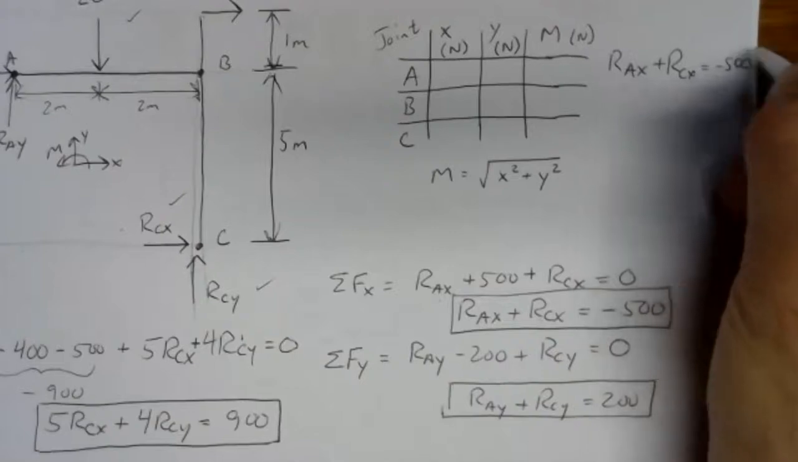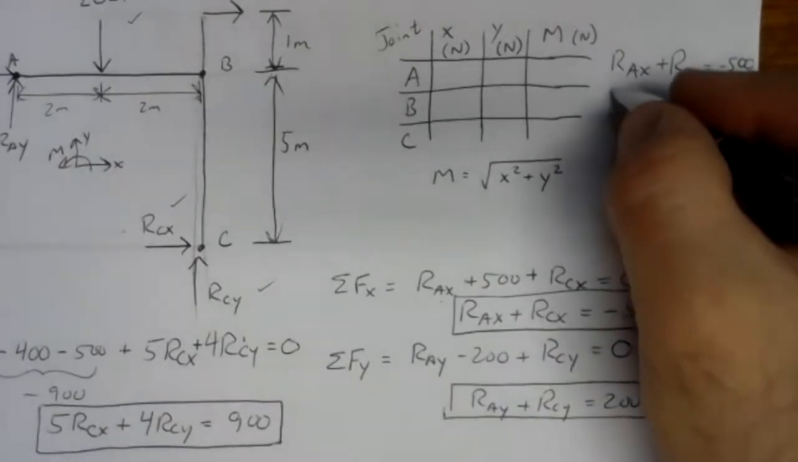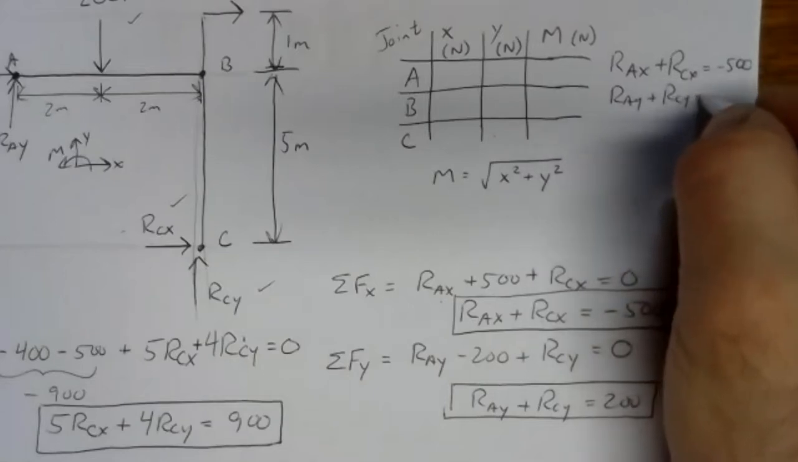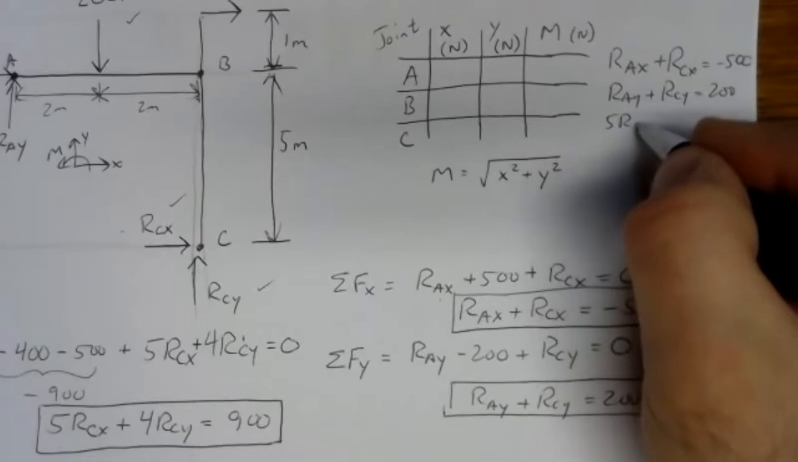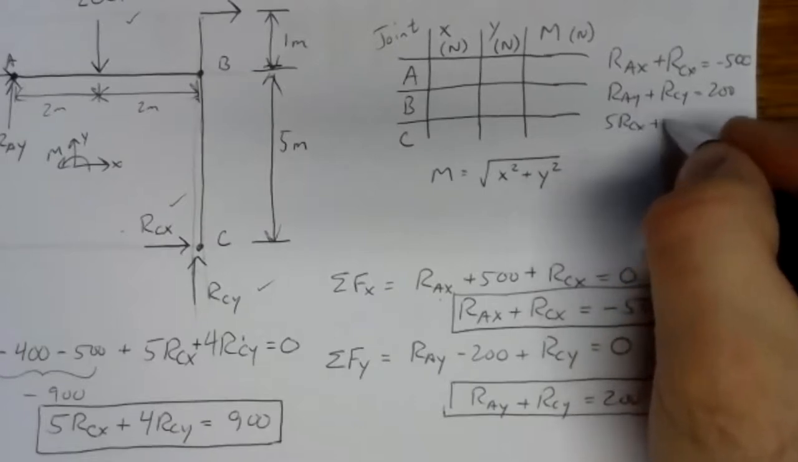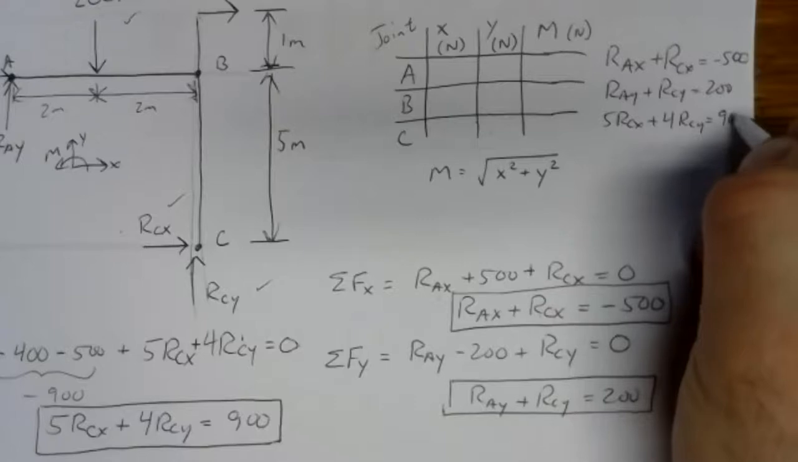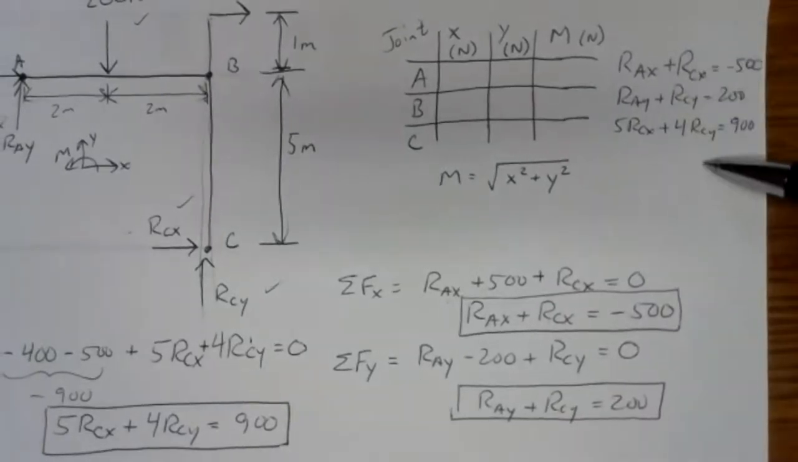So we've got RAX plus RCX is negative 500. We've got RAY plus RCY equals 200. And we've got 5 RCX plus 4 RCY equals 900. And we're kind of stuck here because we don't even have simultaneous equations.